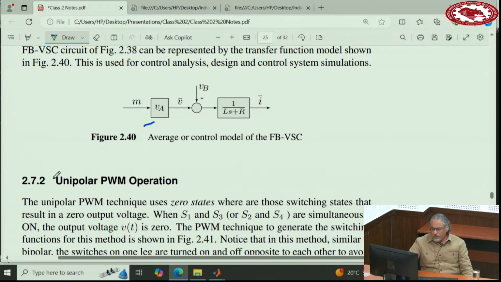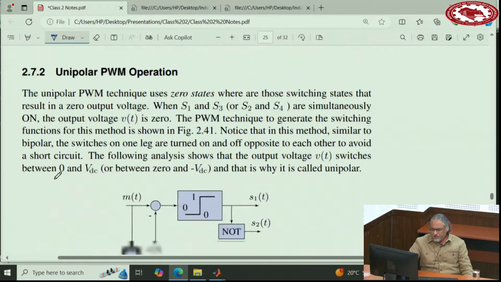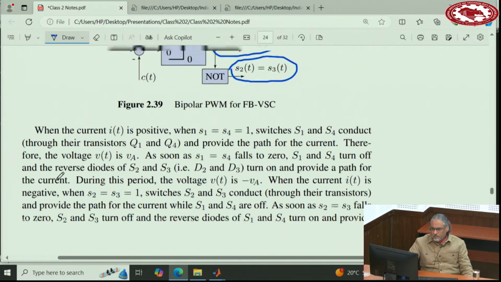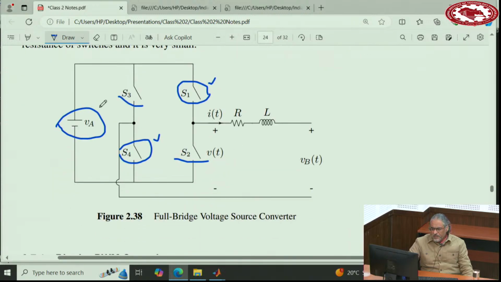Unipolar. Unipolar, the principle is this. Let me see if I have a diagram here now. The principle says, okay, this way of operating the switches is not the only one here. In half bridge, that was the only one. You need to turn on the one and turn off the other one. You don't have any other option. But here, you have one more option.